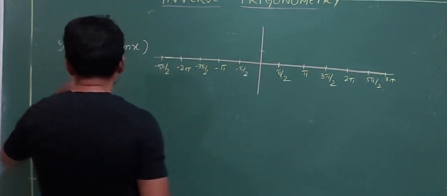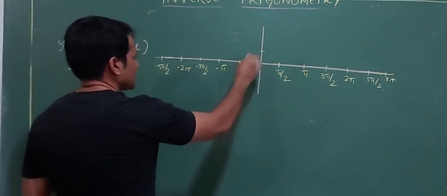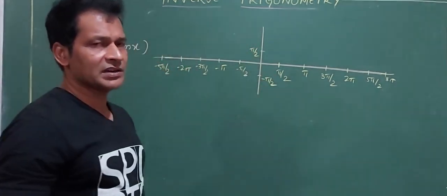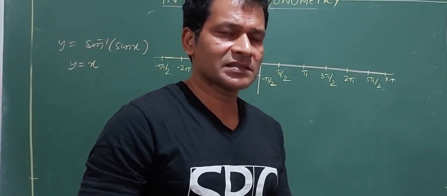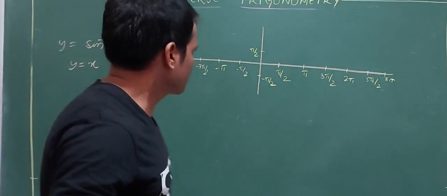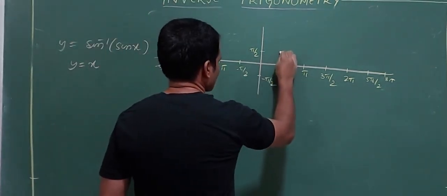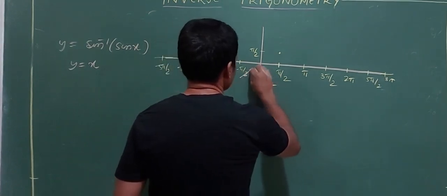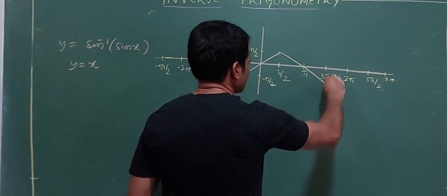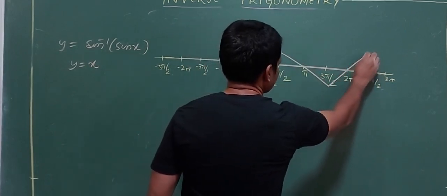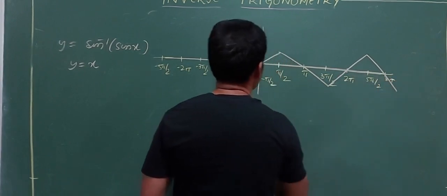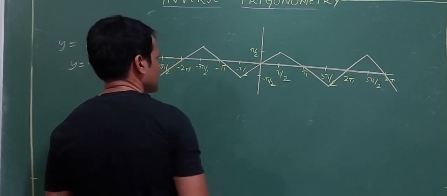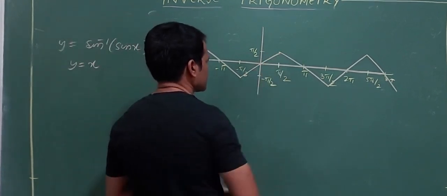Here y is equal to x, because whatever is the input, the same is the output. So here also I take minus pi by 2 to pi by 2. You will be asking, sir, why pi by 2 to minus pi by 2? Because the sine principal range is minus pi by 2 to pi by 2. So the graph will go like this. Minus pi by 2, pi by 2. This will go, then here again, pi by 2 here, again here also this side, again it continues.